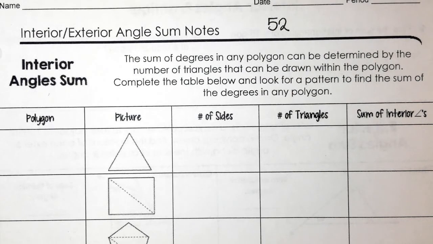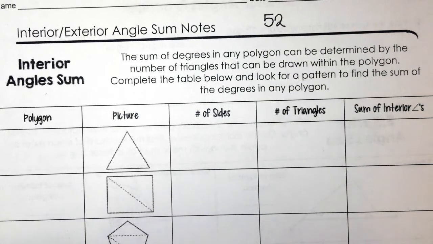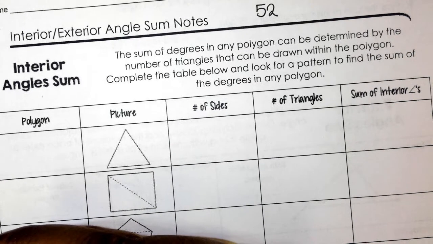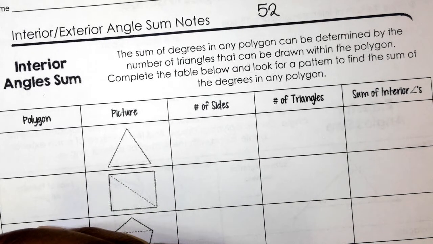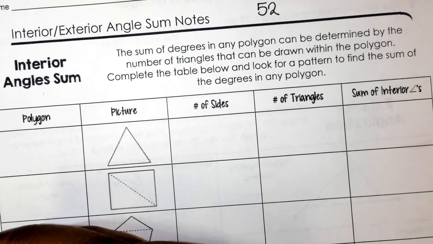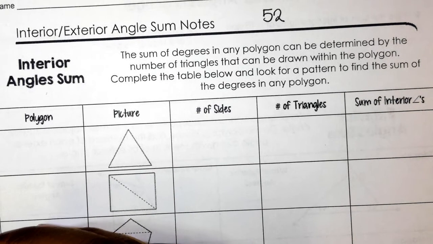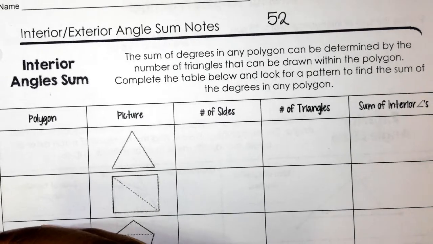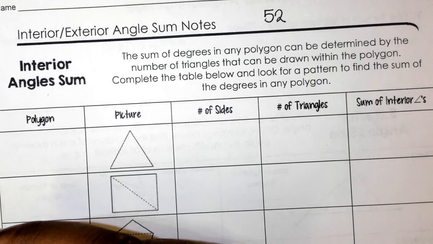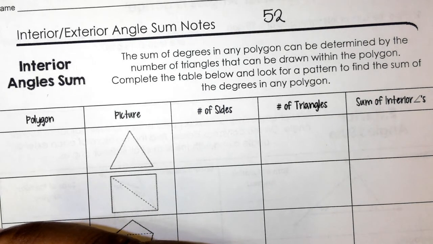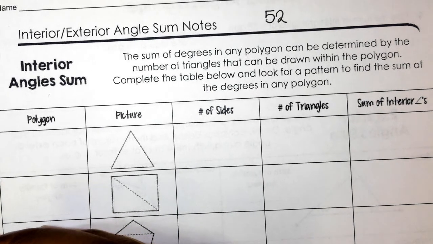Alright, this is the interior and exterior angle sum notes. It's our first set of notes in Unit 5. Like I said, it's almost going to feel like an outlier a little bit, because after this we're only going to be strictly talking about quadrilaterals, but we like to teach y'all about all of the polygons first and then we focus in on the quadrilateral.